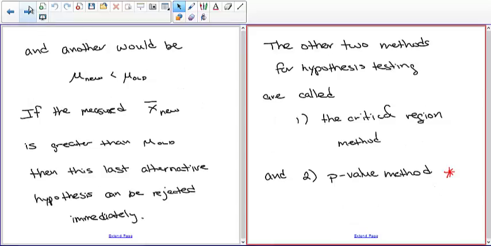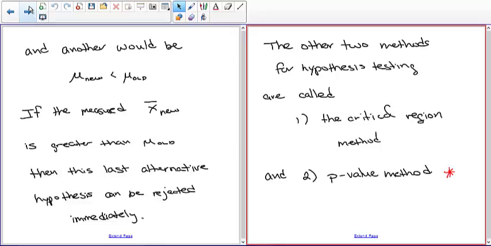Okay, so these are the other two methods. One's called the critical region method and one's called the p-value method, and this is the one that most people use these days. These are very similar. There's only about one step that's different between the two. The reason this one is last is that it's harder to find a value unless you have software to do it.